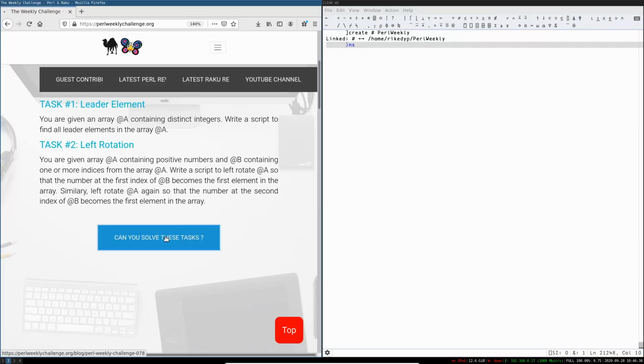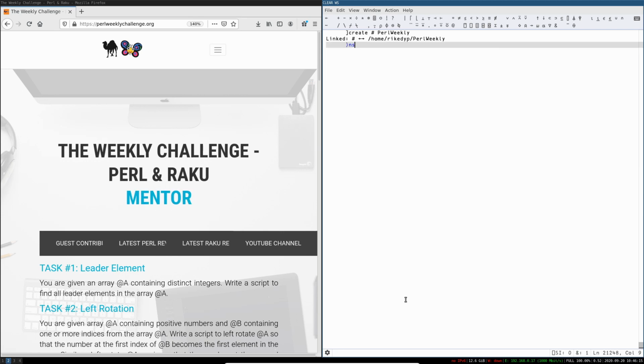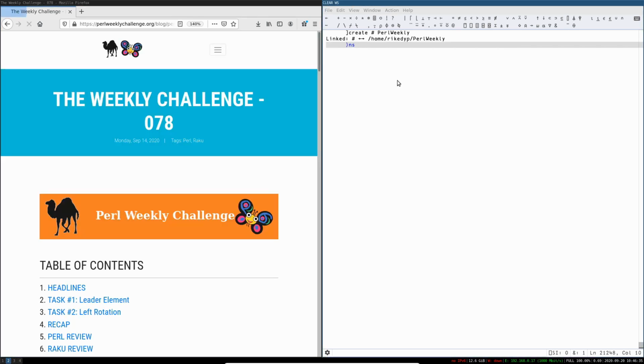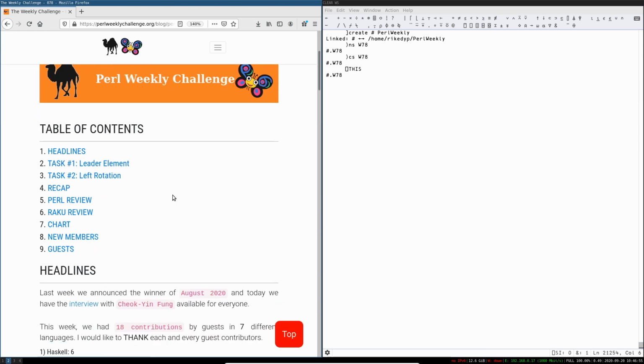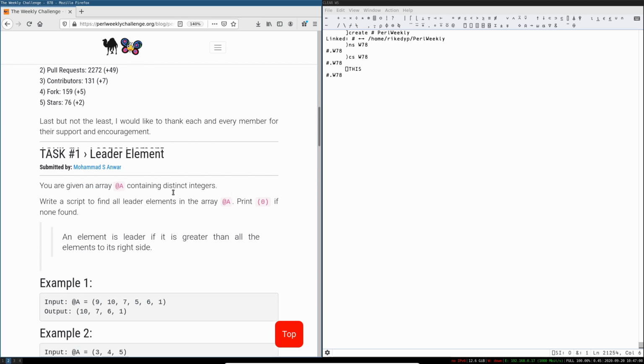Easier? I don't know. Can I solve these tasks? Well, let's find out. This is week 78 of the Perl Weekly Challenge. It's been a few weeks since I last did one of these. Let's see what's up.